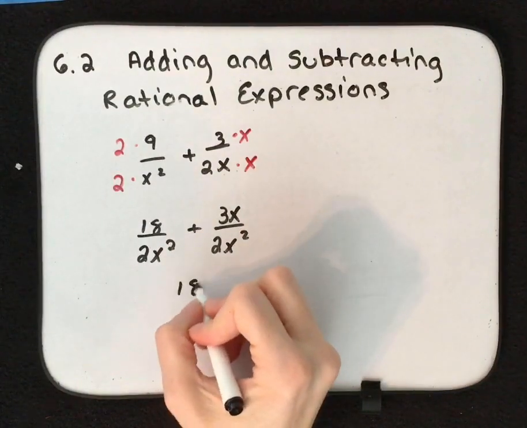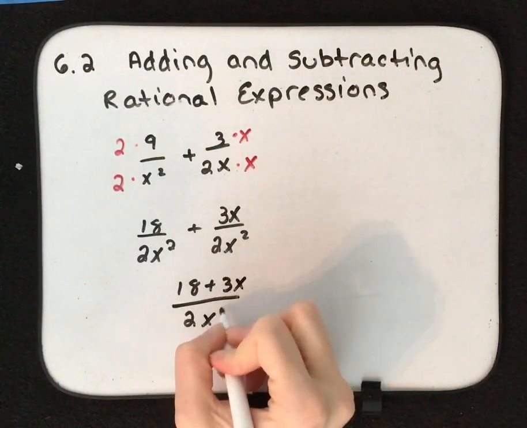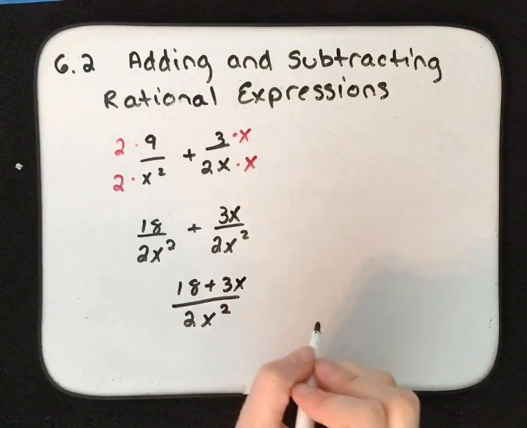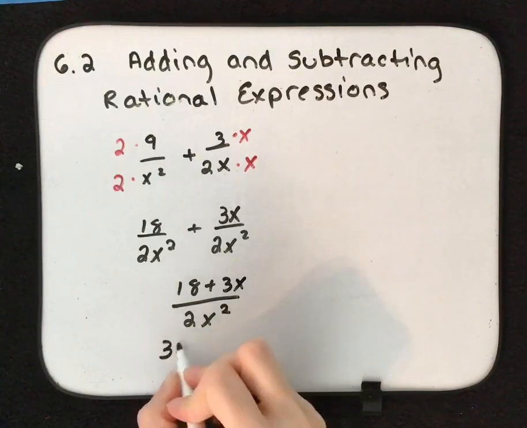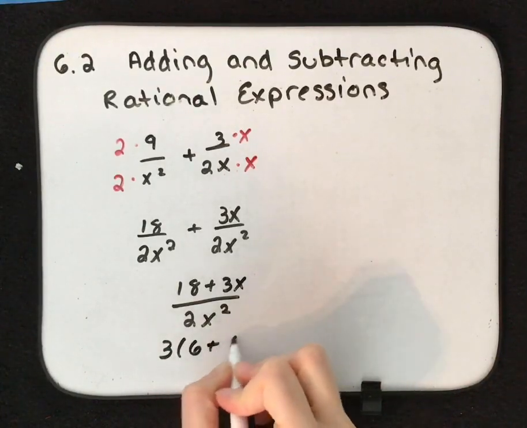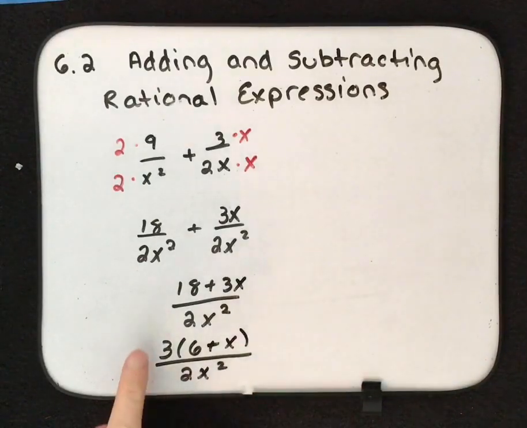So now we can simplify. We have 18 plus 3x in the numerator, and we have 2x squared in the denominator. Let's see if we can clean this up at all. 18 plus 3x has a common 3, so that will give us 6 plus x over 2x squared. While we were able to factor out that 3, it doesn't let us cancel anything. So these are equivalent forms, and that would be done.